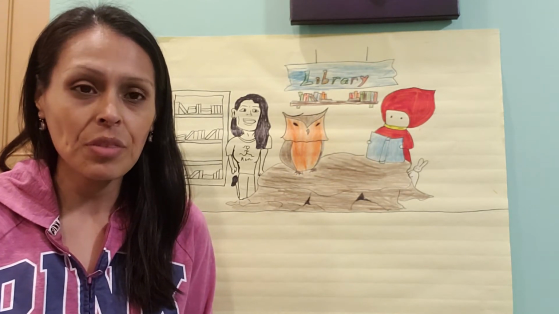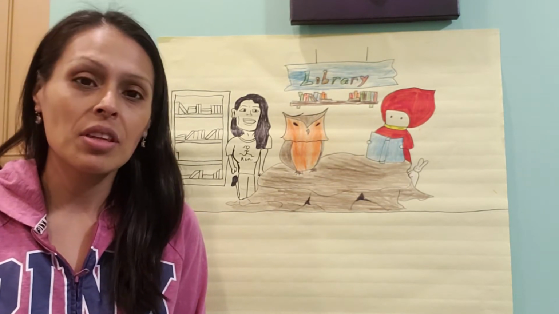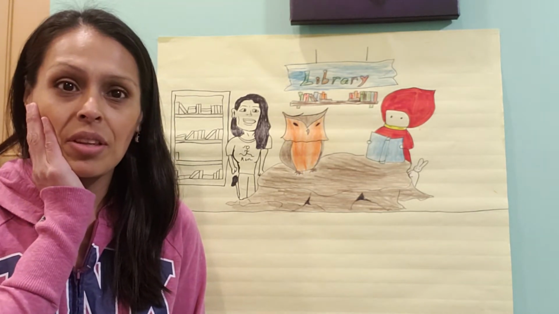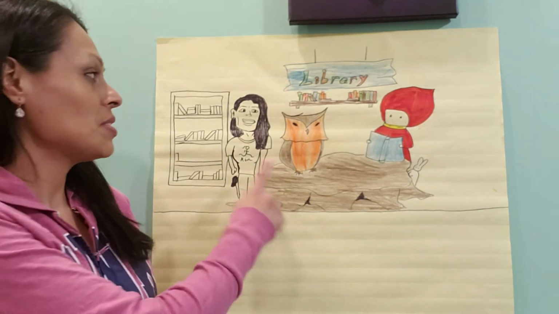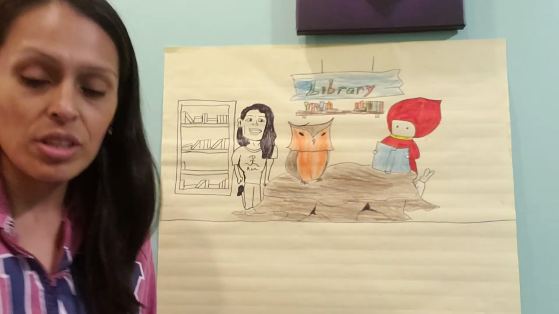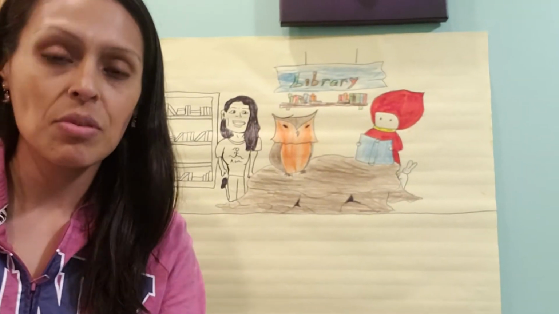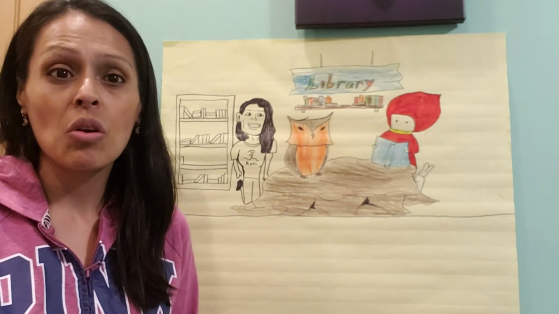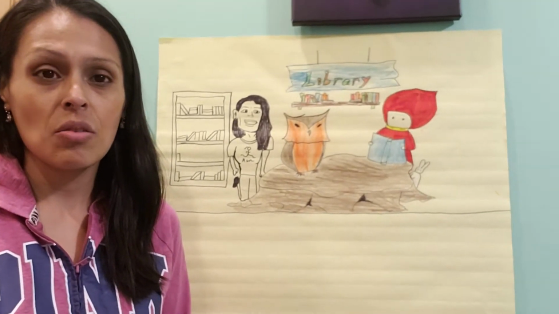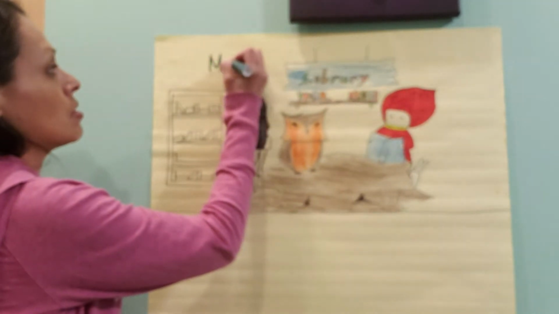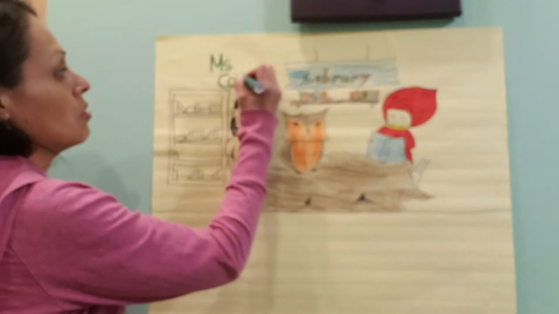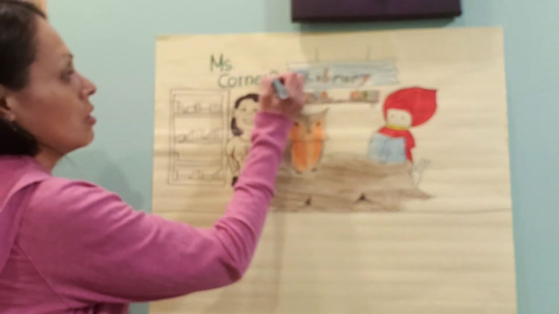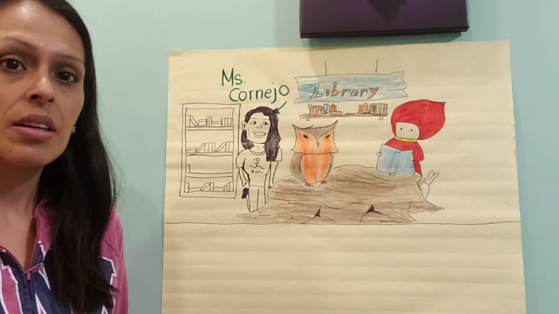All right. So step one is you have to think of a character. So I'm thinking of myself. So I drew myself here, and I'm going to label myself, right? Because we have learned that it's important to label, otherwise, people don't know who the character is. Okay, so I'm going to label myself. I'm going to write Miss Cornejo, and then I'm going to put a little arrow so that you know that's me.